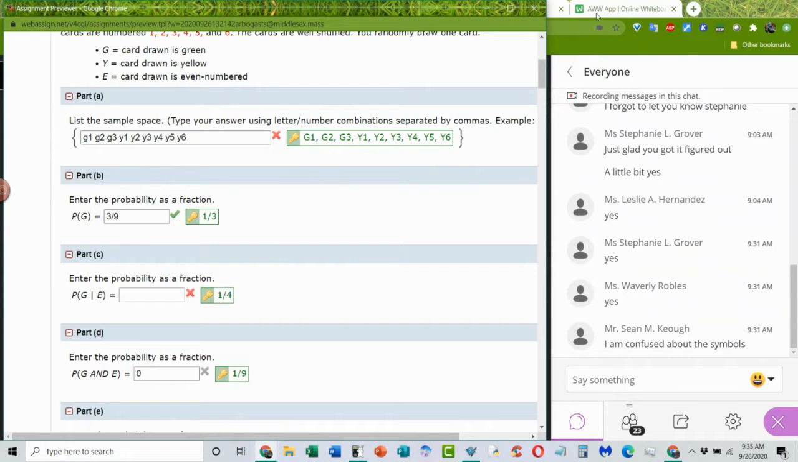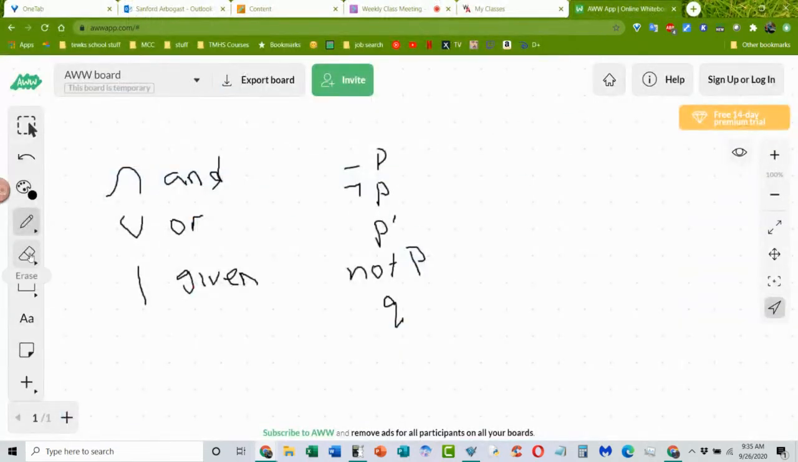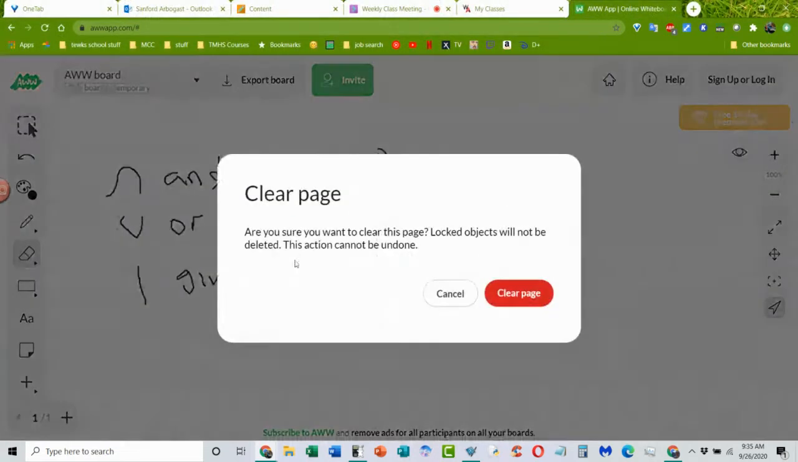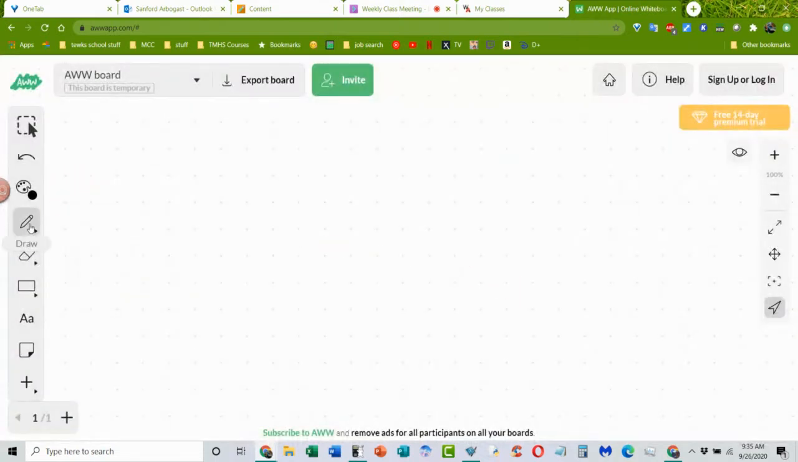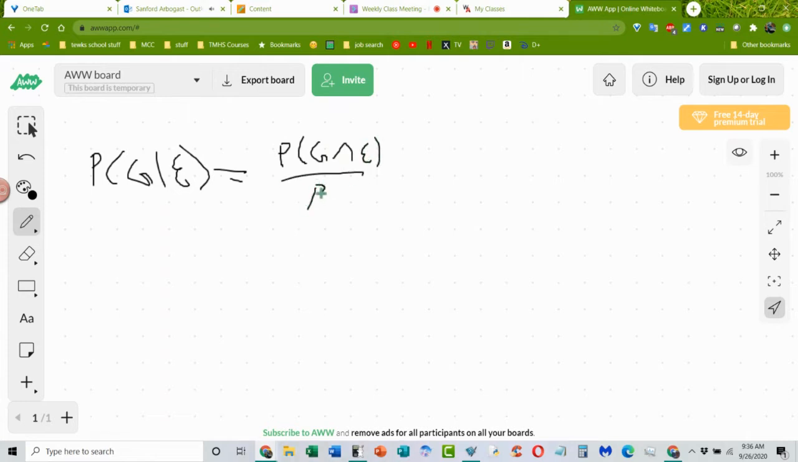So in that case, the probability of green, given we had even cards, is equal to the probability of green and even divided by the probability of being even.